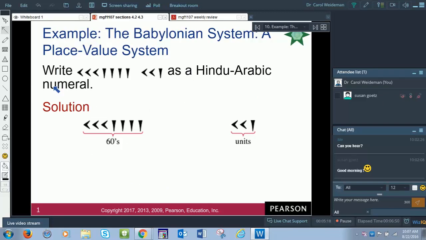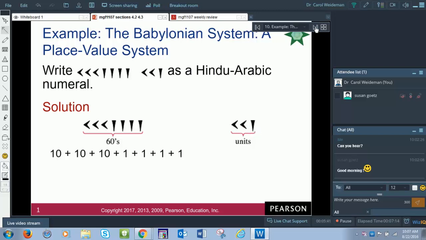Okay, so let's take a look at this one. It says, write this Babylonian number as a Hindu-Arabic numeral. So here's the representation, and notice there are 2 groups here. This is going to be the 60s, and this is going to be the ones, or the units. So how many do we have in the 60s? Remember, this is 10, 10, 20, 30. So it looks like there's 34 there. And over here it looks like 10, 20, 21.